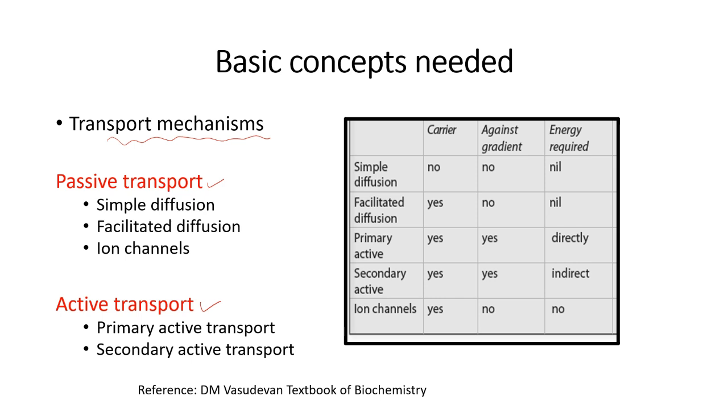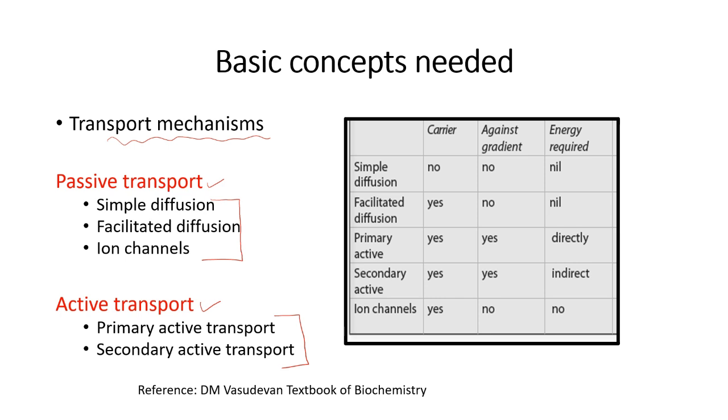And passive transport, it occurs along the concentration gradient. Active transport occurs against the concentration gradient. And we have three types under passive transport: simple diffusion, facilitated diffusion, and ion channels. In active transport, you have two types: primary active and secondary active. So this is a table taken from the textbook of biochemistry DM Vasudevan, which gives the major differences between these types of transport mechanisms, which is mandatory to know to solve these questions.